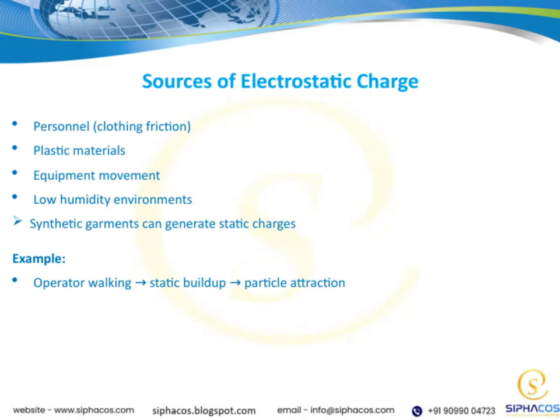One common source is personnel, specifically through clothing friction. Whenever we move around or brush against surfaces, static can build up on our clothes. Plastic materials are also a significant factor because they tend to generate static charges easily, especially in certain conditions. Equipment movement is another contributor. Anytime machinery or tools are moved or operated, static can be created. Low humidity environments are particularly problematic because dry air doesn't allow static charges to dissipate quickly, leading to higher buildup.